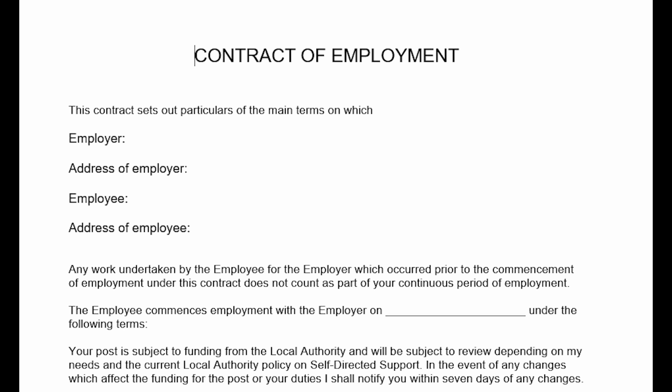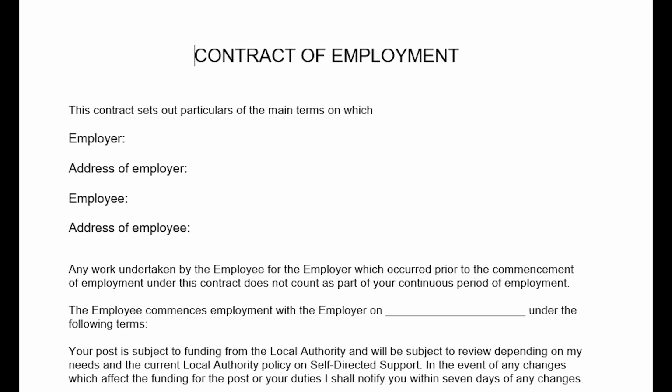So this is the contract of employment that Wigan will send you, and it's, in my experience, a basic contract. There's nothing in there that you wouldn't expect to see in a contract, really. Pretty standard employment contract. At the top, it's asking for the employer's name and the employer's address.